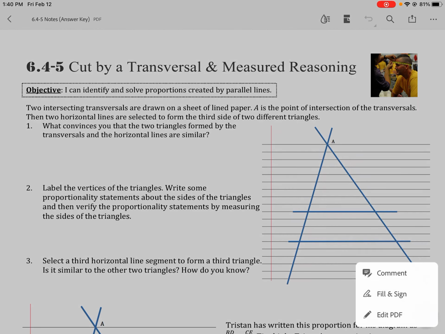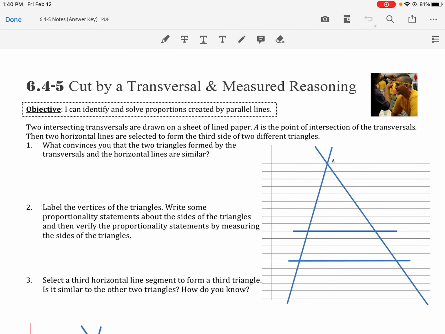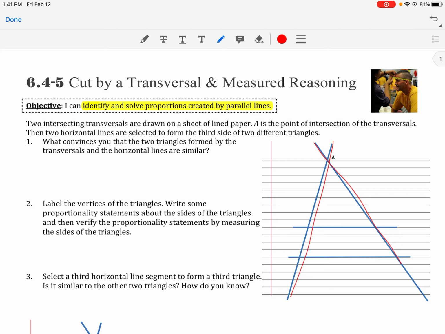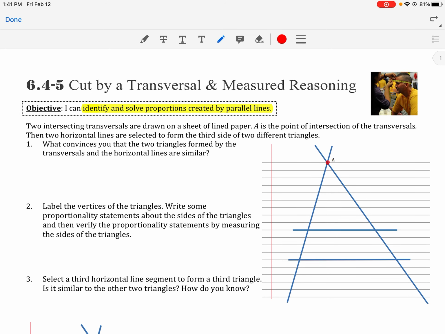Okay, today we're going to be looking at identifying and solving proportions created by parallel lines. So we've got this picture to start us off, and you can see they've got two intersecting transversals. The slanted lines are your transversals, on a lined sheet of paper, and the point A is this point at the top where the two transversals intersect.